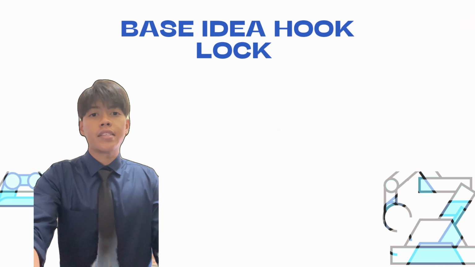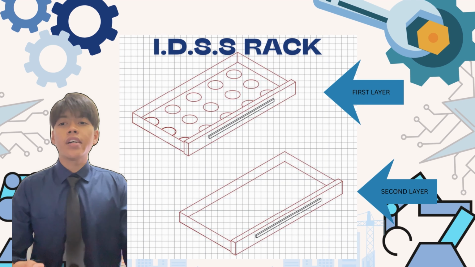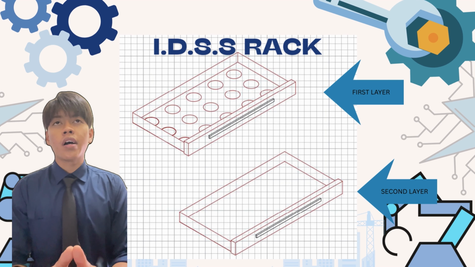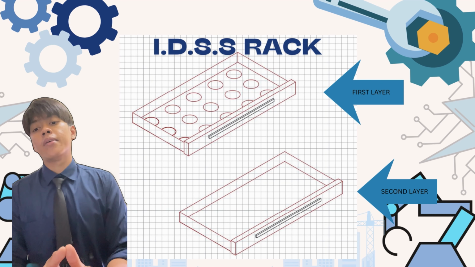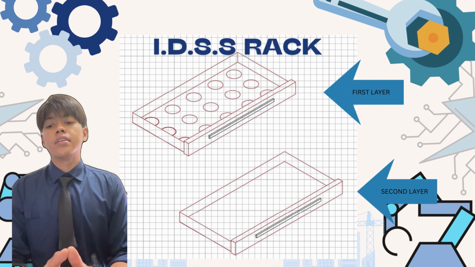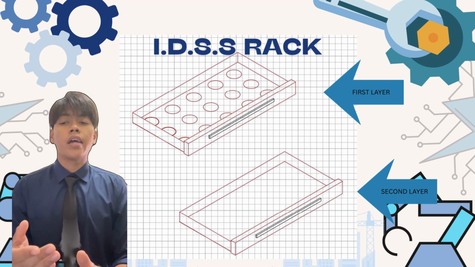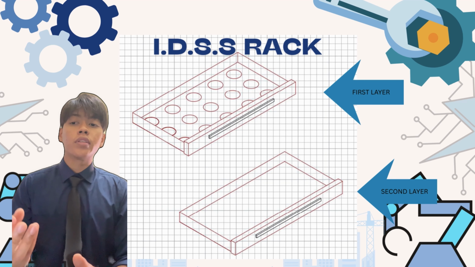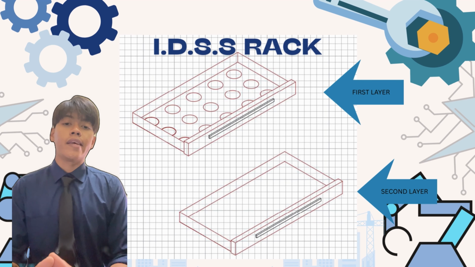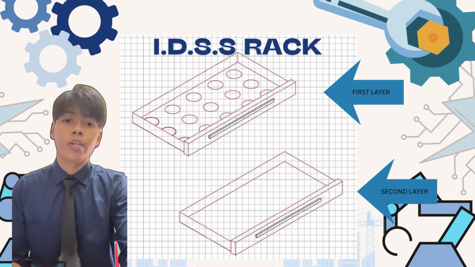Okay, next I'll be showing you the IDSS rod. Here is the first layer of the rod. We'll be using a perforated metal plate for the first layer, so that the big iron dust will fall on the first rug, and the small tiny dust will go through the first layer and go to the second layer. For the second layer, we use a full metal plate cover.